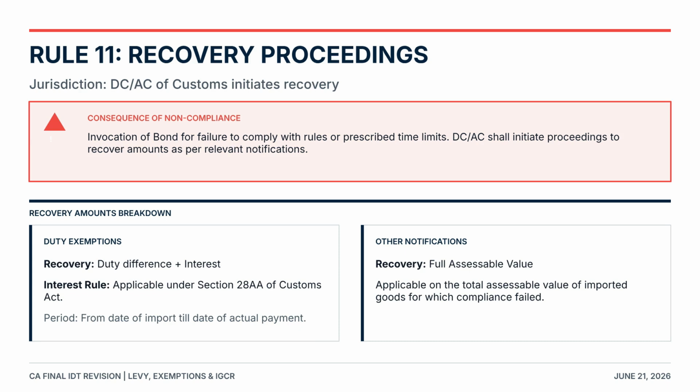The final provision deals with recovery proceedings. If the importer fails to comply with the IGCR rules, violates prescribed conditions, misses time limits, or fails to pay applicable duties and interest, the Deputy or Assistant Commissioner of Customs may invoke the continuity bond. For exemption-based notifications, the recovery amount consists of the duty difference plus interest calculated under Section 28AA from the date of import until actual payment.